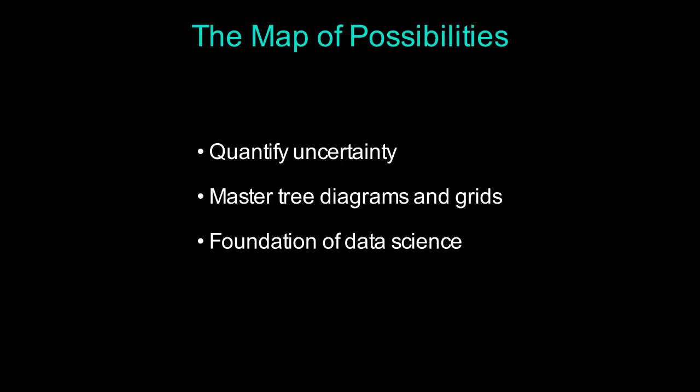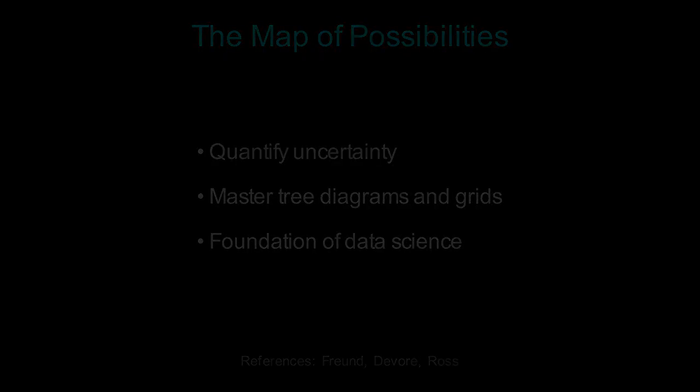In summary, the sample space is the map of all possibilities. Whether you are playing a board game, predicting the stock market, or engineering a spacecraft, you must first list your outcomes. By mastering tree diagrams, grids, and fundamental counting principles, you gain the power to quantify uncertainty.